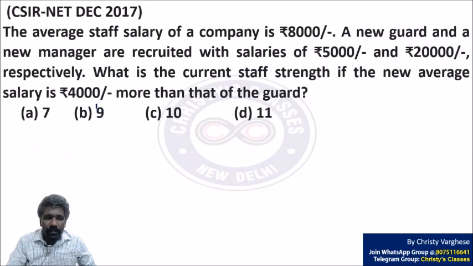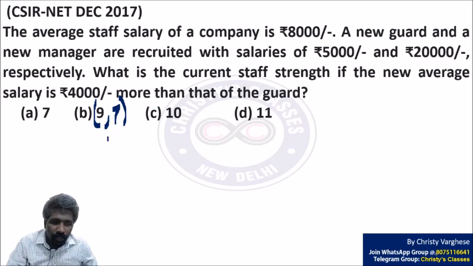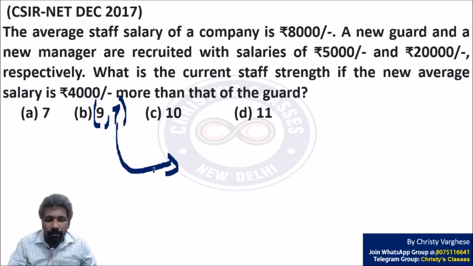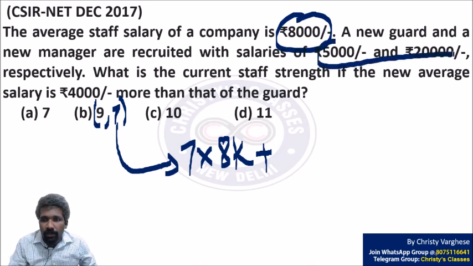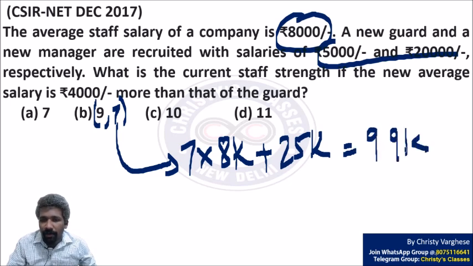Now if option B is the answer, now 9 people are there. Earlier 7 people were there, before the manager and guard were added. The 7 people, average salary 8,000. So 7 into 8k rupees they are getting. 5,000 and 20,000, 25k rupees, 2 more people are added. That is equal to 9 people, 9k average salary.